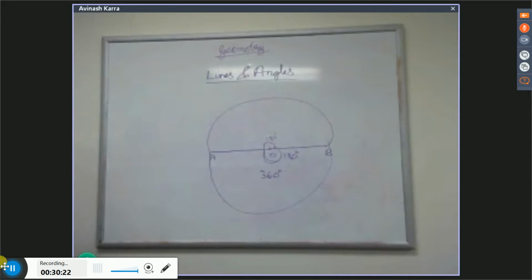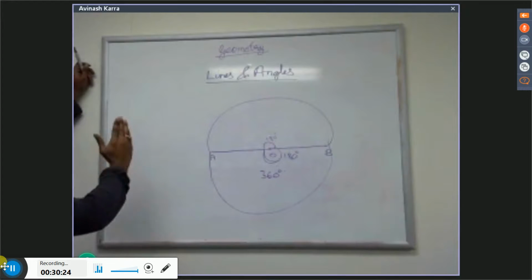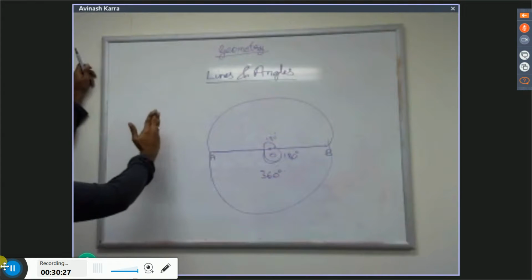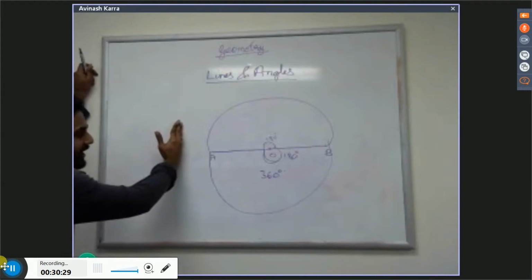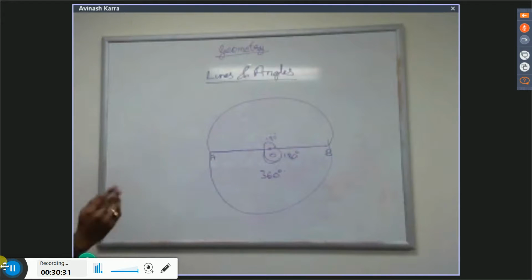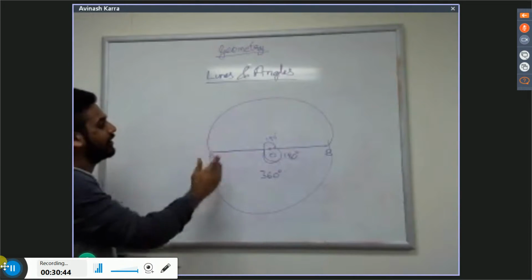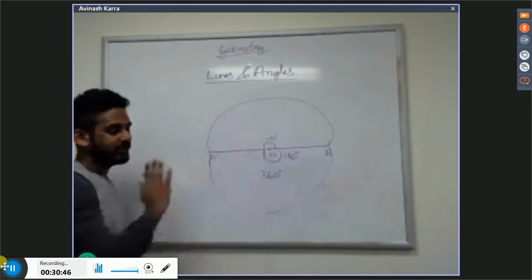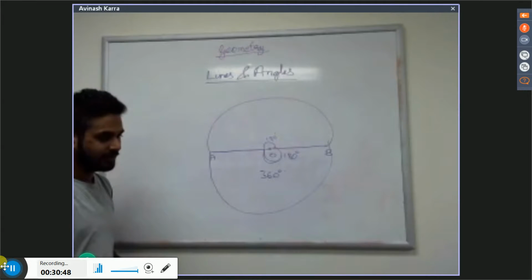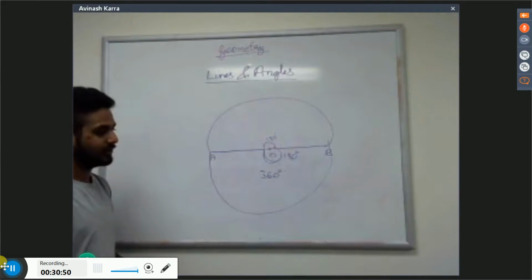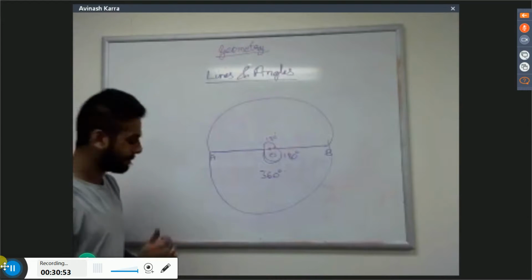Okay. So you understood what is a line, what is a ray, what is a line segment, how an angle is formed, what are the three different types of angles, what is a straight line, what is a semicircle, I mean the angle of a semicircle, and the angle of a circle. These points are clear, right? Yes.